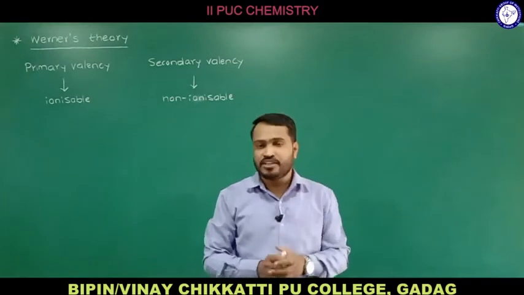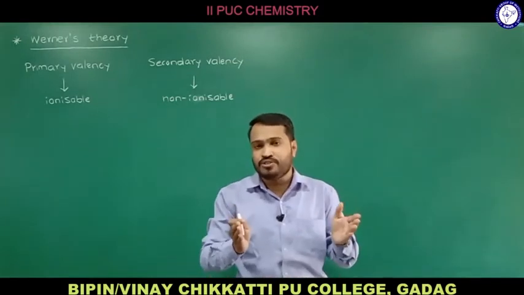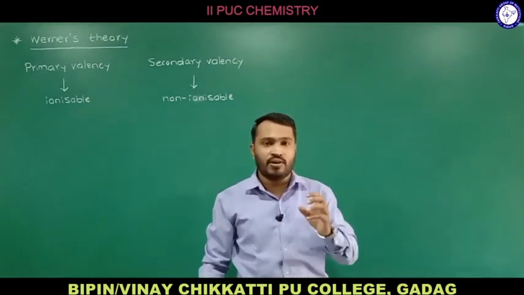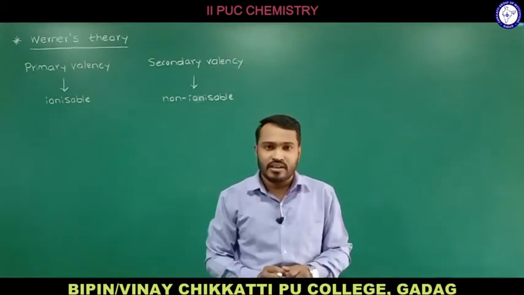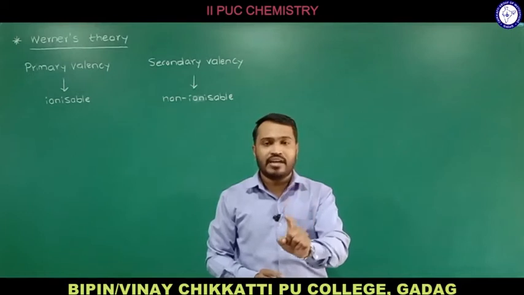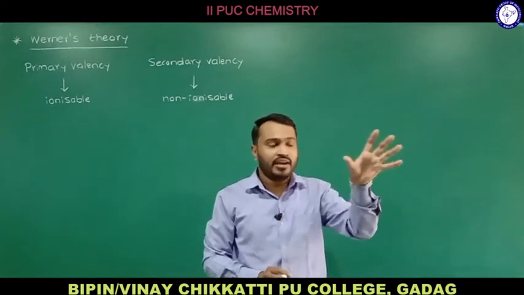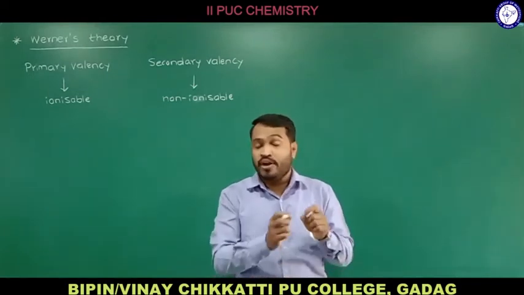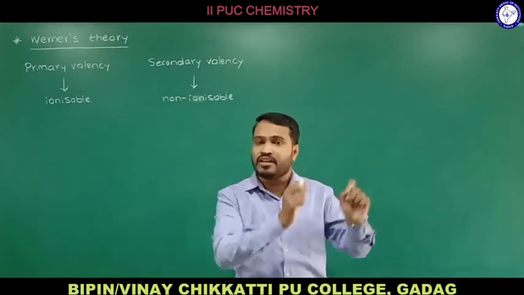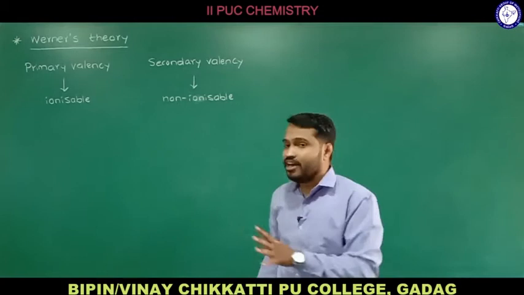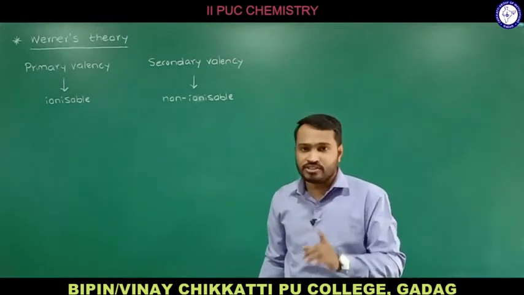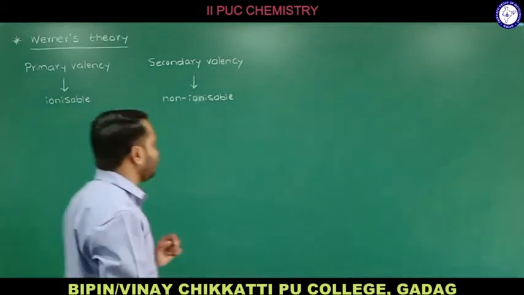Ionization is the process that occurs when a compound is dissolved in water and you get ions; that we call ionization. Primary valency is ionizable, meaning when you dissolve a coordination compound, the primary valency of the central metal ion undergoes ionization, whereas the secondary valency won't undergo ionization; that we call non-ionizable.